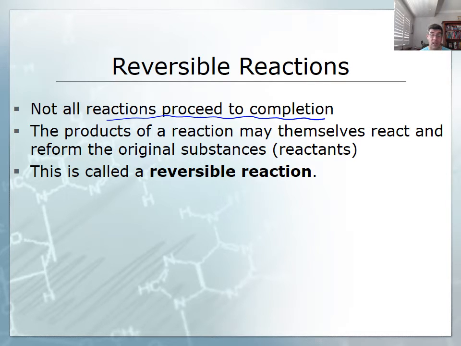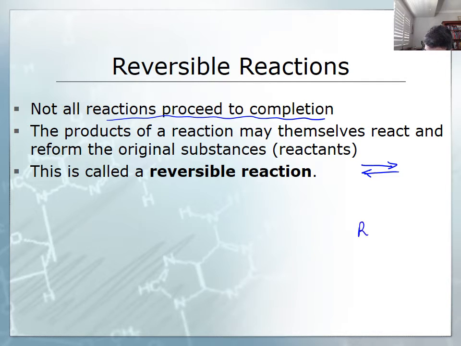But not all reactions are like this. Not all reactions proceed to completion. Sometimes, once we start with our reactants and produce the products, as the concentration of the product starts to increase, they may themselves interact with one another and start to reform the original reactants. That is, the reaction may actually go both ways. At some point, there will be a stabilization between these two.